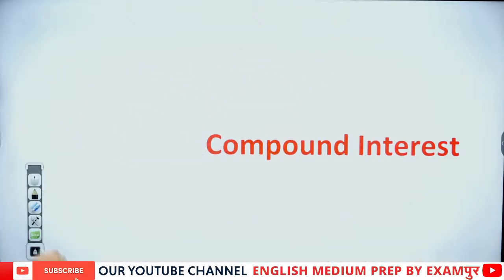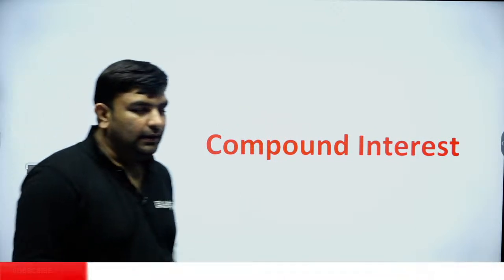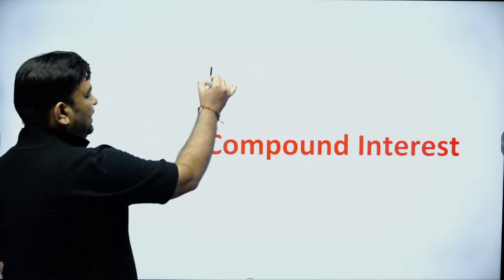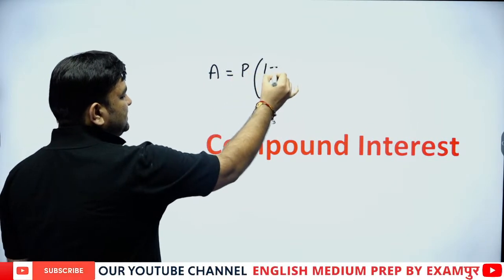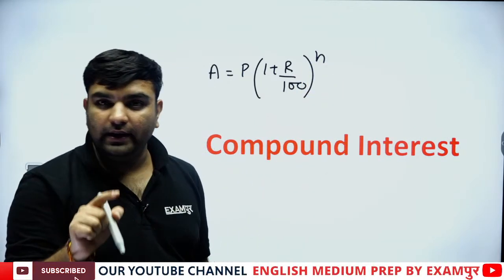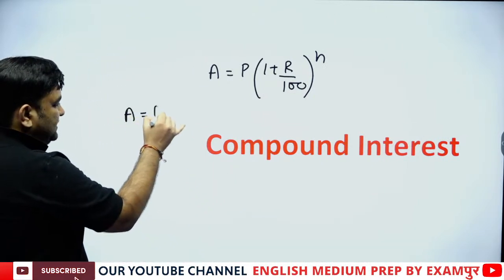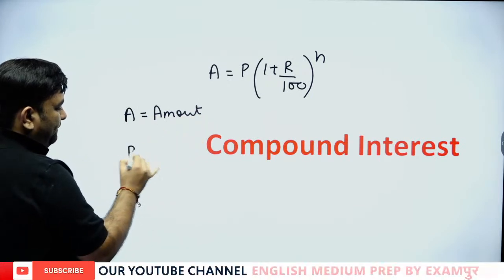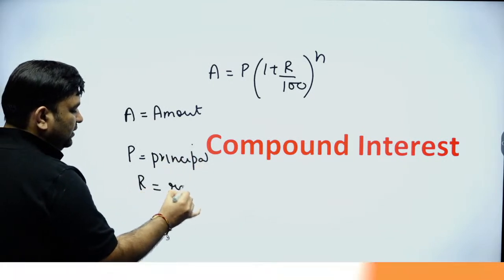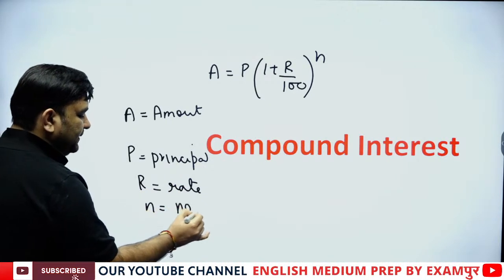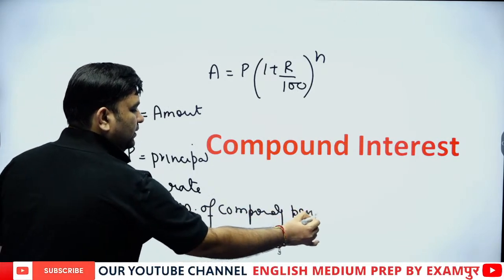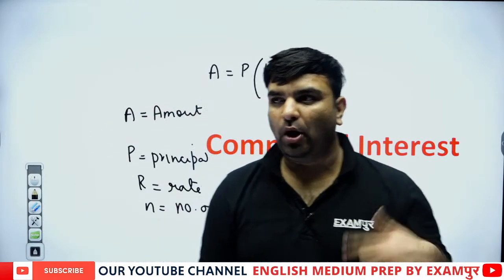So, you might be aware, guys, you might have listened as well, that the compound interest formula is A equals P (1 + R/100)^n, where A is the amount, P is the principal, R is the rate, and n is the number of compounding periods, like for how many times you are doing the compounding.